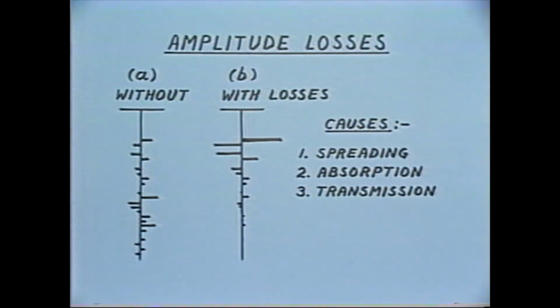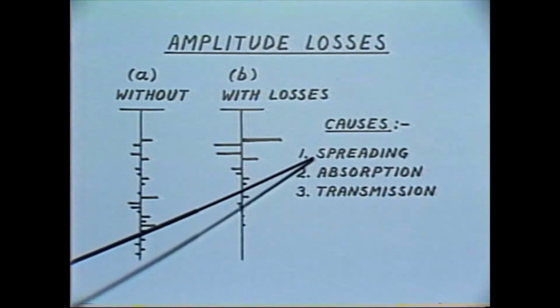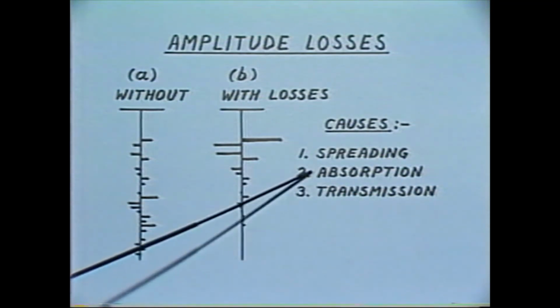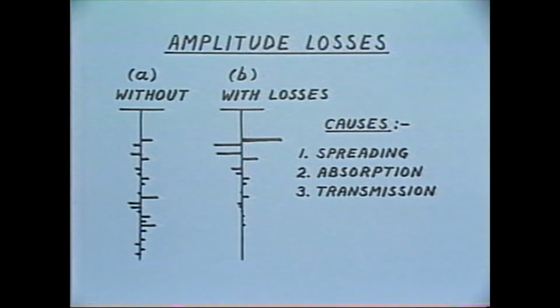However, the causes of amplitude loss on the recorded trace are several, and the main three that concern us are what are called spreading losses, absorption losses, and transmission losses, and we'll look at each of those in a little bit more detail.